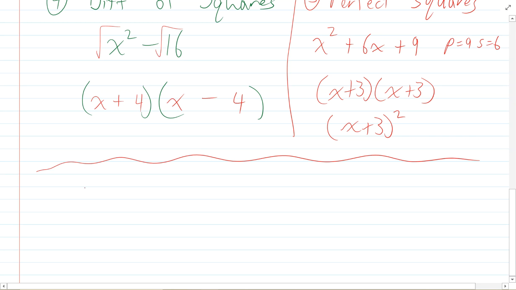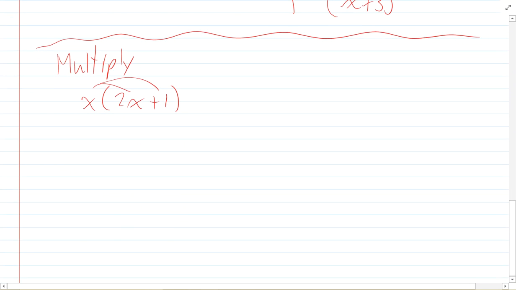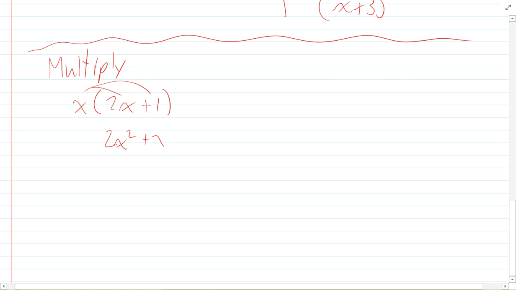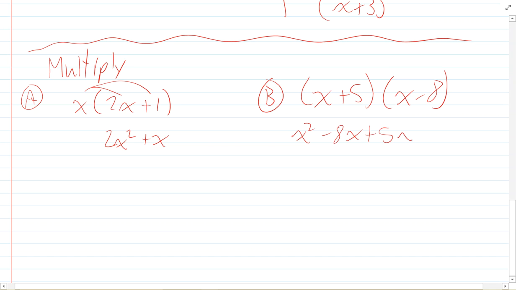To review our multiplication, if we have x times 2x plus 1, you have to multiply in. So this section that we did at the very beginning of it, you'll see some of these quotes in here. You'll have to know how to multiply. Okay, and so you multiply in, doing distribution properties, 2x squared plus x. So that would be example A. Example B, the harder case was when we had x plus 5 times x minus 8. And so you get x squared minus 8x plus 5x minus 40. And so you get x squared minus 3x minus 40. And that'd be your final answer.